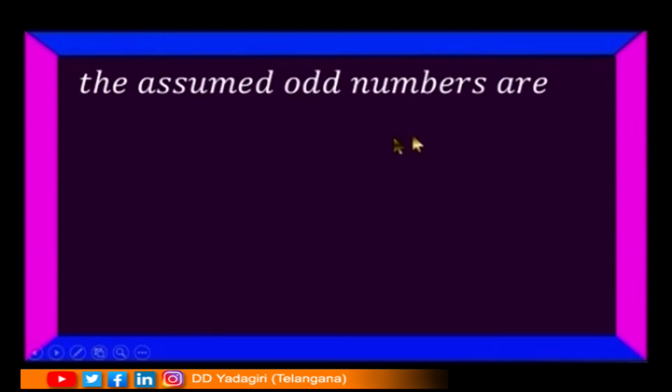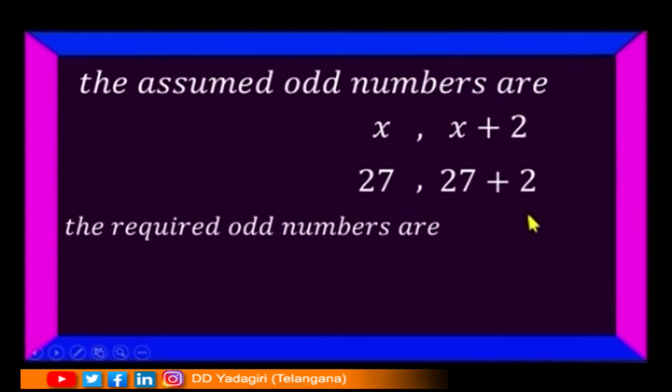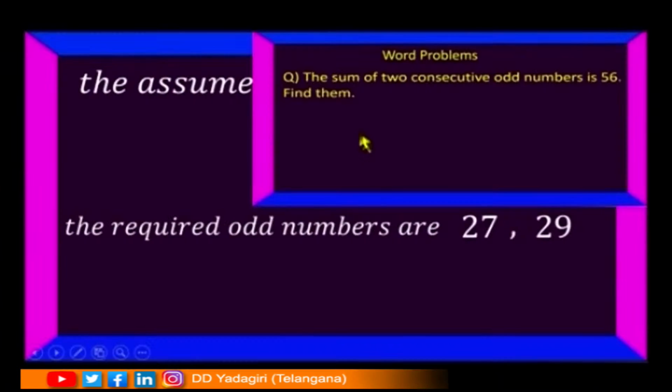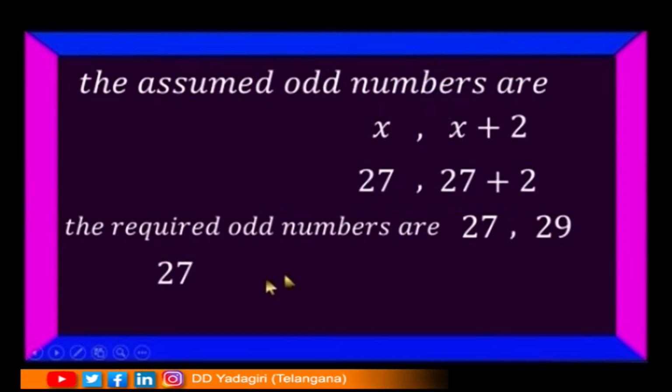And the assumed odd numbers are x and x plus 2, and we got x as 27, then its next odd number will be 27 plus 2, thus the required odd numbers are 27 and 29. These are the two consecutive odd numbers we are searching to find. Now, we have to verify our result. And you remember in the question it is given that the sum of two consecutive odd numbers is 56. So, let us verify whether the sum of these two odd numbers is 56 or not.